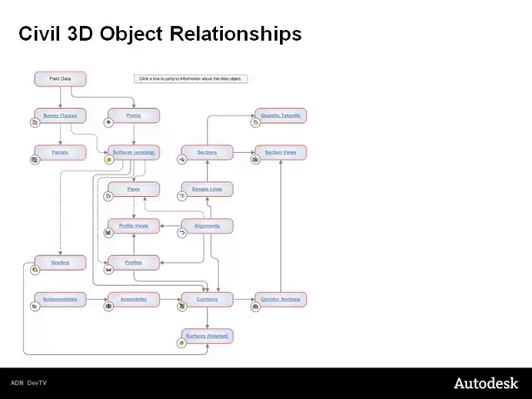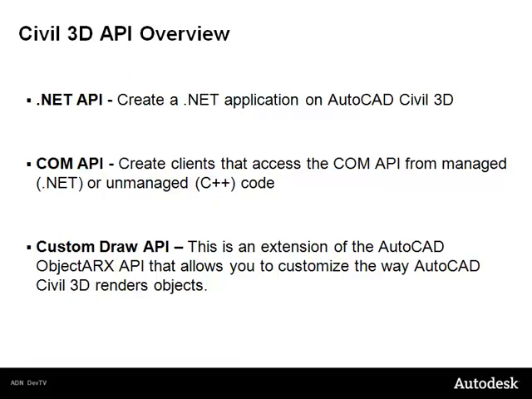Let's now check what APIs are available to customize and extend AutoCAD Civil 3D. In general, there are 3 APIs available for customizing AutoCAD Civil 3D. The .NET API allows us to write extensions to Civil 3D in any .NET language. In most cases, we have seen that the Civil 3D .NET API performs significantly faster than the COM API.